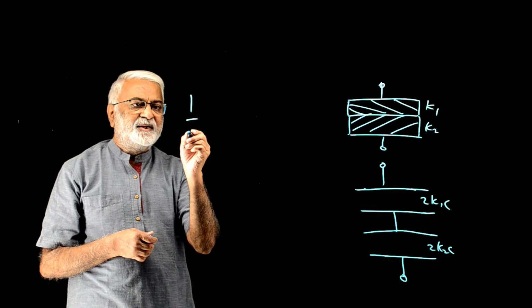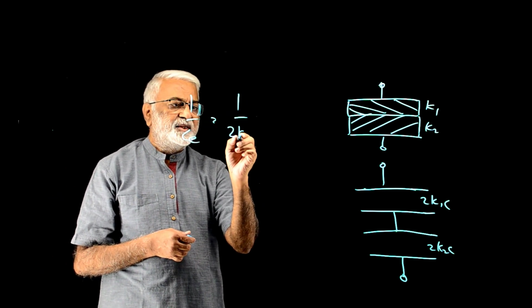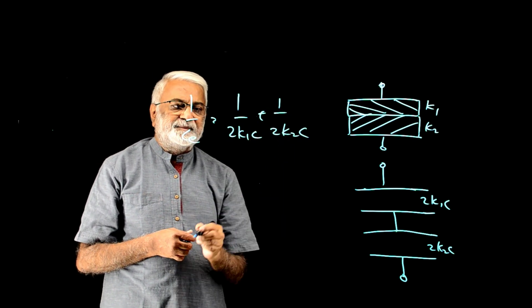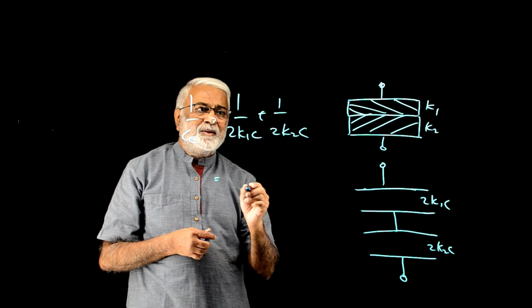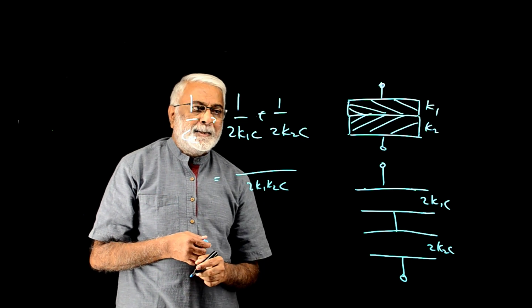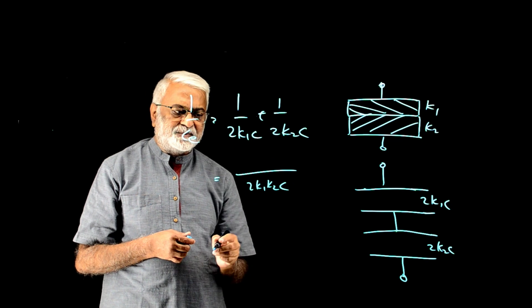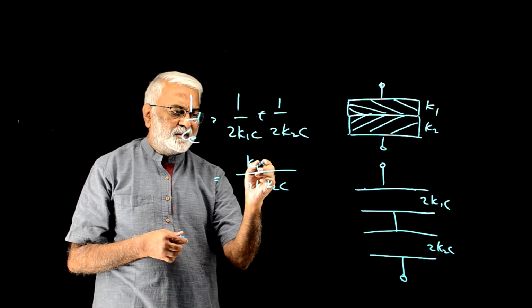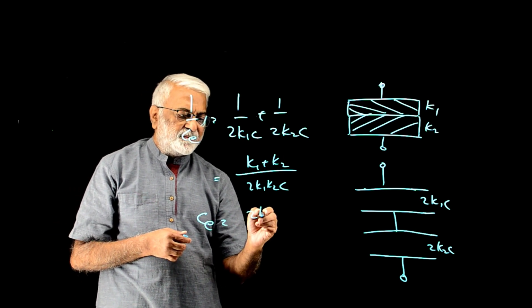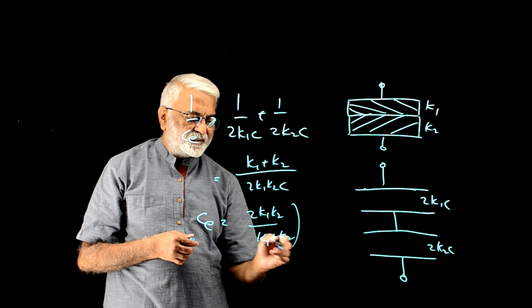So 1 by C effective is 1 by 2K1C plus 1 by 2K2C. So this is, well, K1 plus K2 over 2K1K2C, and what do we get here? So C effective will come to 2K1K2 by (K1 plus K2) into C.